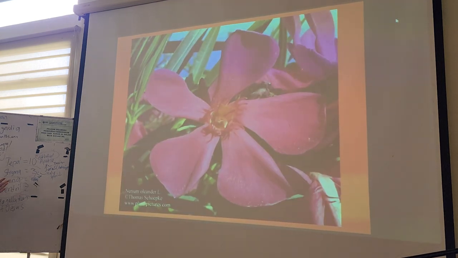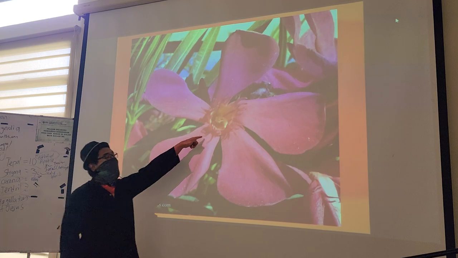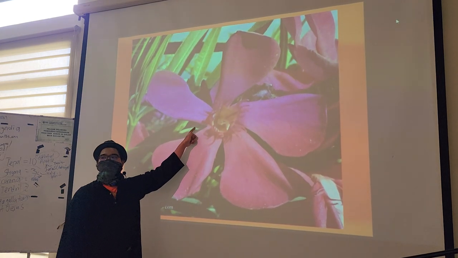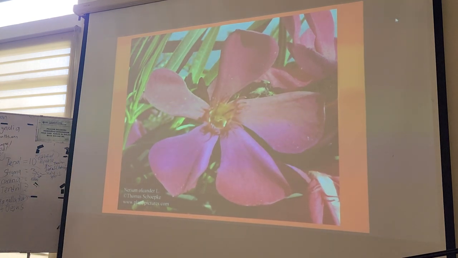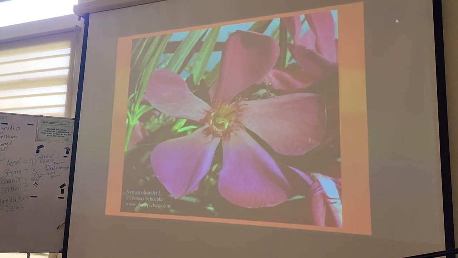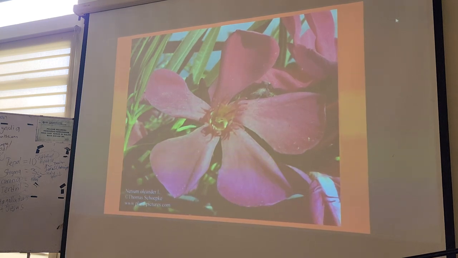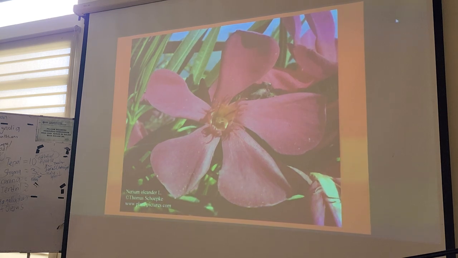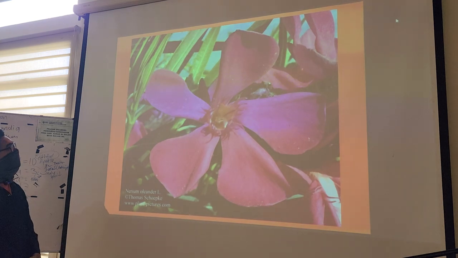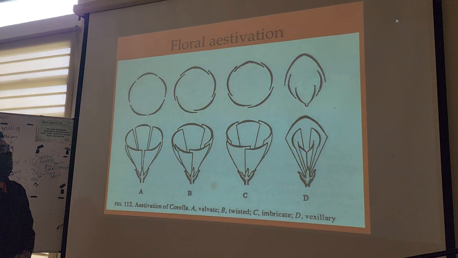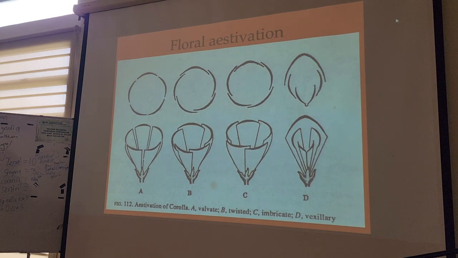Nerium oleander. See that in the middle? That's the corona. It is part of the corolla, but an appendage of the corolla. It already has a corolla, which is the collection of petals, and on top of it, it has something more, for various purposes.